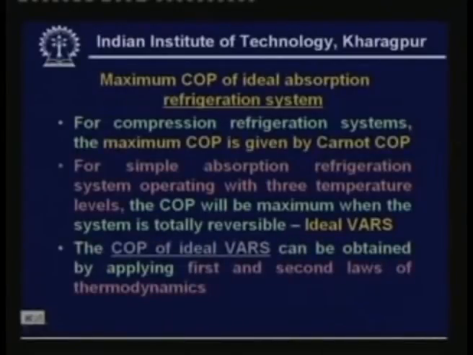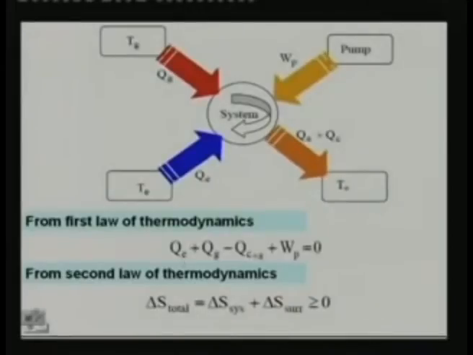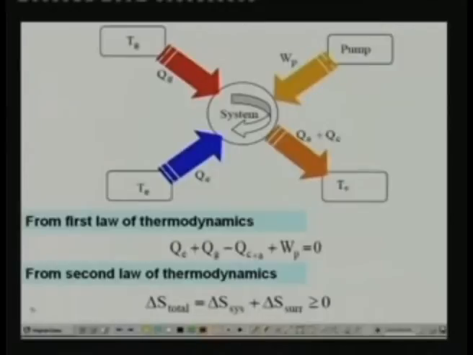So, the COP of an ideal vapor absorption refrigeration system can be obtained by applying the first and second laws of thermodynamics. We take an ideal system and apply the first and second laws. Let me show how we can do this. What I have shown here is the basic vapor absorption refrigeration system, operating in a cyclic manner. Here we have 3 temperatures, as I said: generator temperature, evaporator temperature and the heat sink temperature.